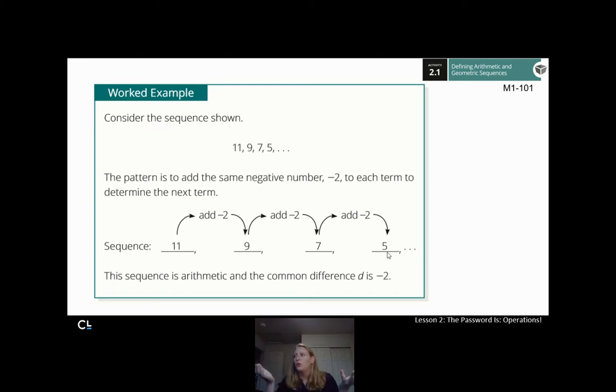I keep adding that negative 2. So the sequence is arithmetic. And the common difference is negative 2, because that is what I keep adding every single time.